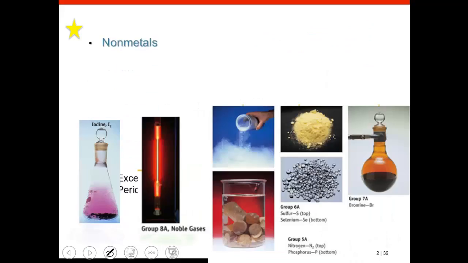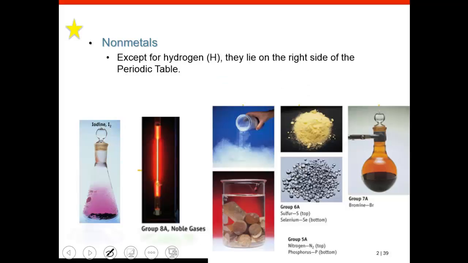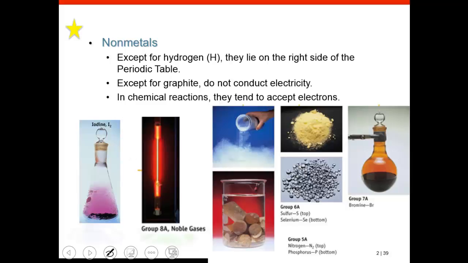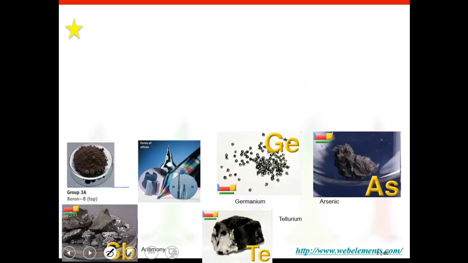Now, the nonmetals, those are things over on the right-hand side of the periodic table, except for hydrogen, okay? They all are on the right-hand side of the periodic table. Hydrogen is considered a nonmetal, okay? They don't conduct electricity except for the graphite form of carbon. And in chemical reactions, they tend to accept electrons.